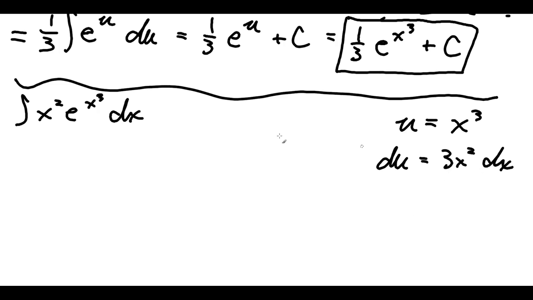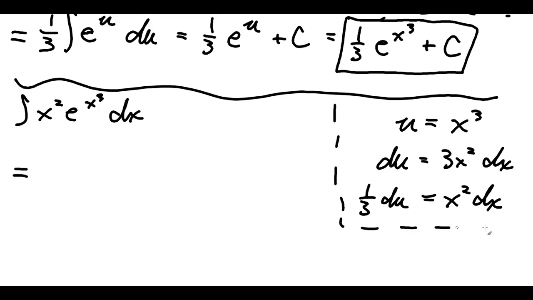And I would look at this and say, okay, what do we have and what do we not have? We have the x squared and the dx, but we don't have the 3. So we need to get the 3 away from the x squared dx. Let's divide both sides by 3, and I would write that 1/3 du is equal to x squared dx. So then when we do these substitutions, well, let's write it this way. I would usually skip this step, but let's make it as clear as possible.